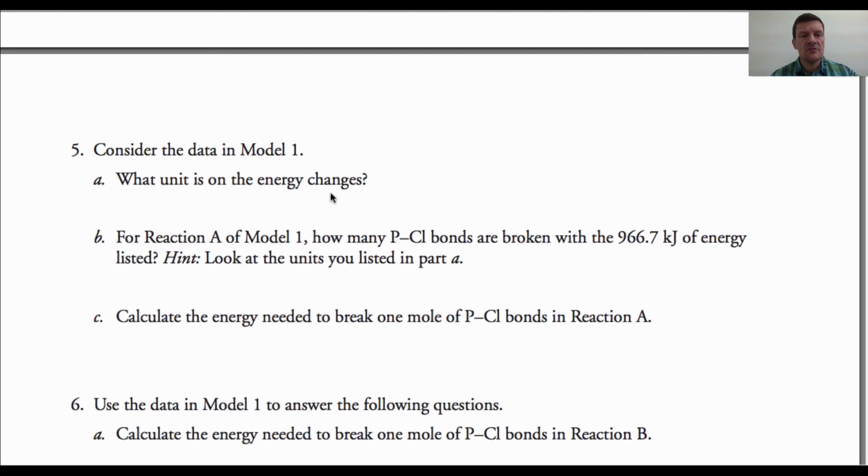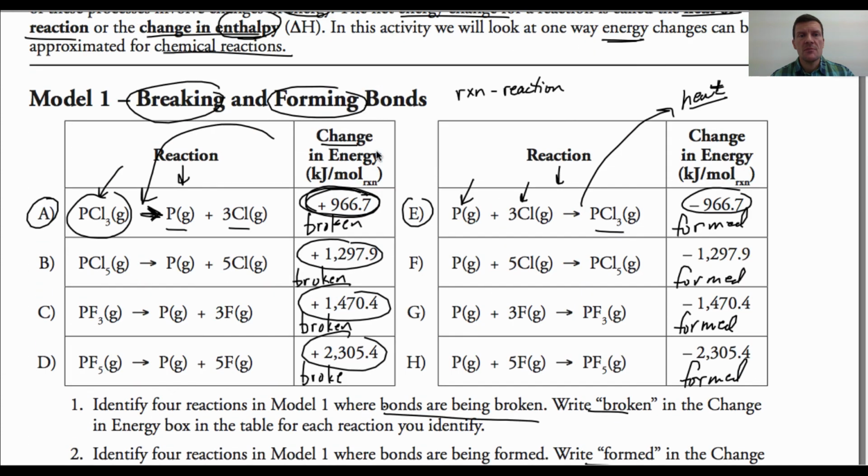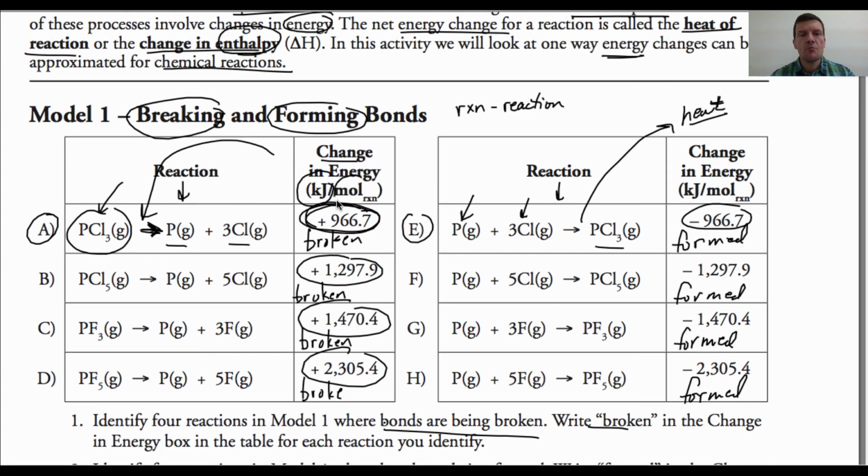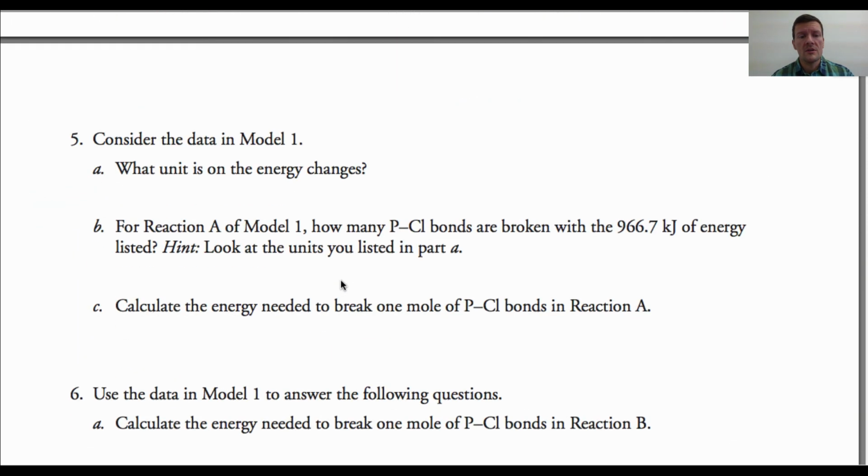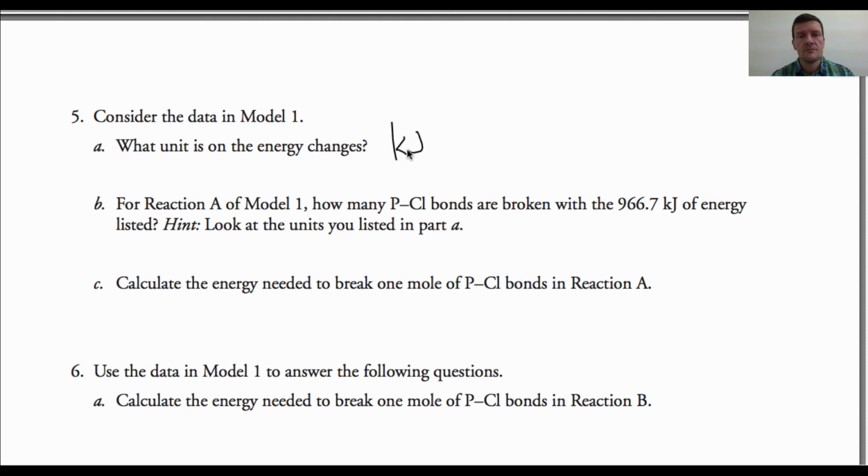What unit is on the energy changes? So, as mentioned up here, these are all kilojoules per mole. So it's not per bond. Remember, we don't usually talk about one atom, one compound, one molecule, one bond. We talk about huge quantities of these particles in chemistry. So this is a kilojoule per mole. This is how much energy. This is an energy unit, kilojoule, and this is per how much we have. We have a mole of whatever particle we're talking about.